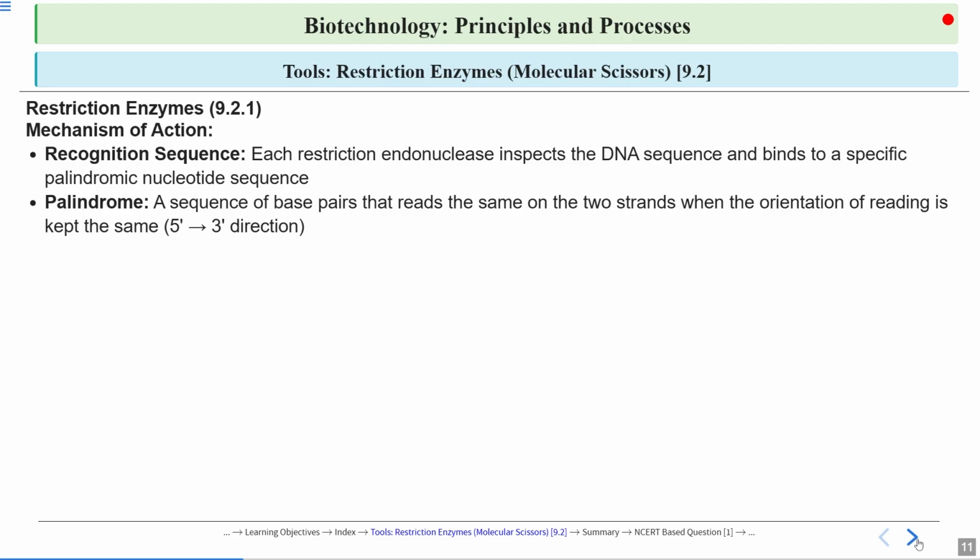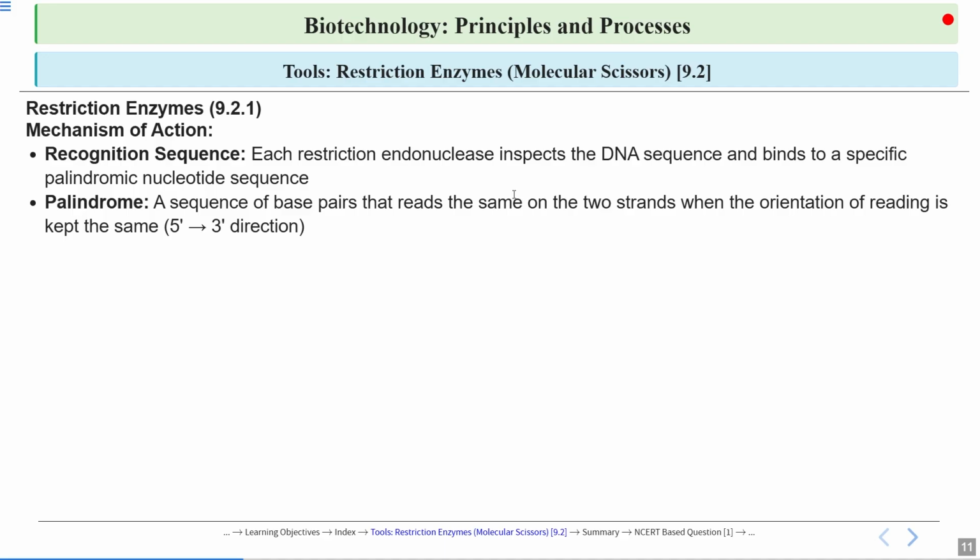Now, what is a palindrome? Don't think only about biology. Normally a palindrome is a sequence, or even a word, like Malayalam. You can see that Malayalam can be written the same from front and back. Forward, Malayalam spells the same, and backward it also spells the same. That is also the case with palindromes in DNA sequences in biology: a sequence of base pairs that reads the same on the two strands when the orientation of reading is kept the same.